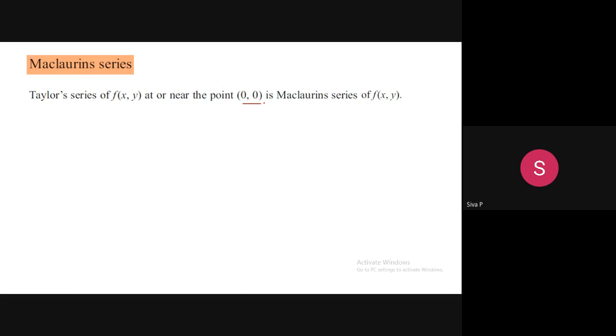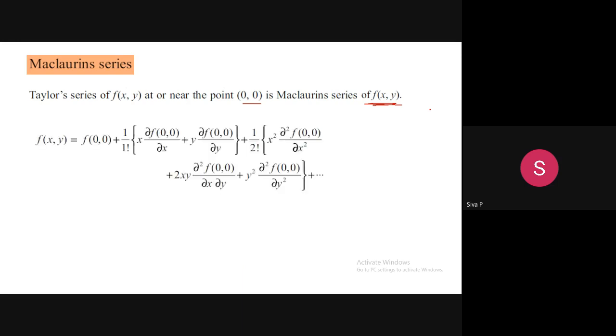Any of these questions may be asked. There are three phrases: at the point, near the point, or neighborhood of the point 0 comma 0 is the Maclaurin series of f of x comma y. So how to write that? In case you substitute the point 0 comma 0, that means a equal to 0, b equal to 0. Then the series may be written like this. That is f of x comma y. Instead of a, we substitute a equal to 0. Instead of b, we substitute b equal to 0. Then the series comes like this.